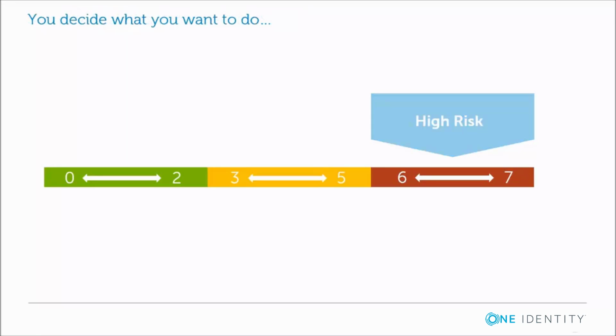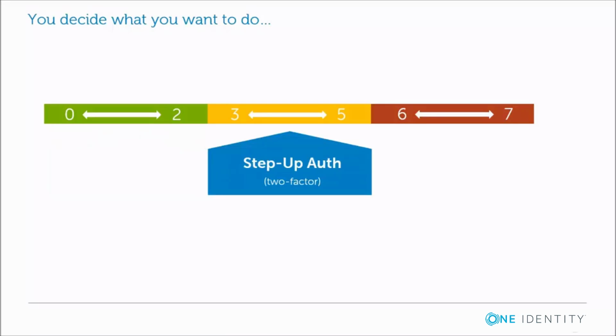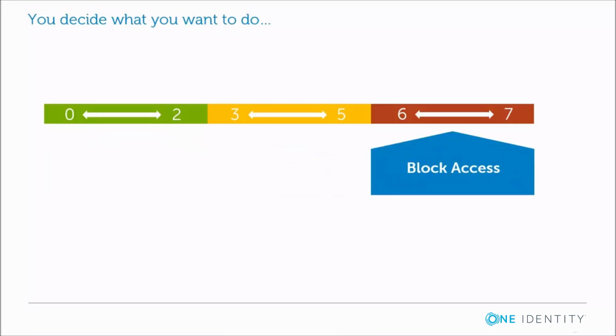Now that we've got those values, we're going to make decisions, right? So we could say, let's allow access for anybody that's 0 to 2. But for 3 to 5, I'm going to do step-up authentication. And for 6 to 7, I'm going to block that access completely.